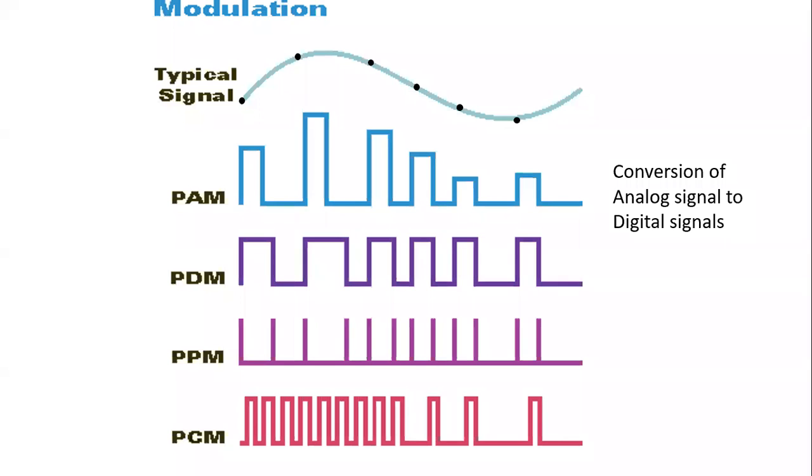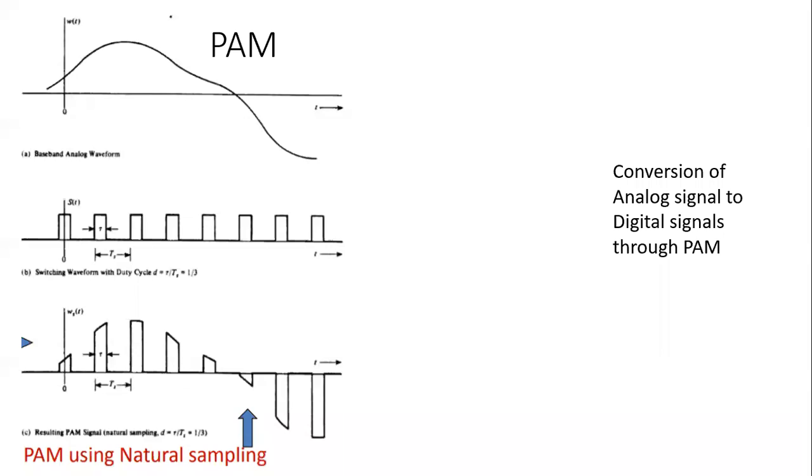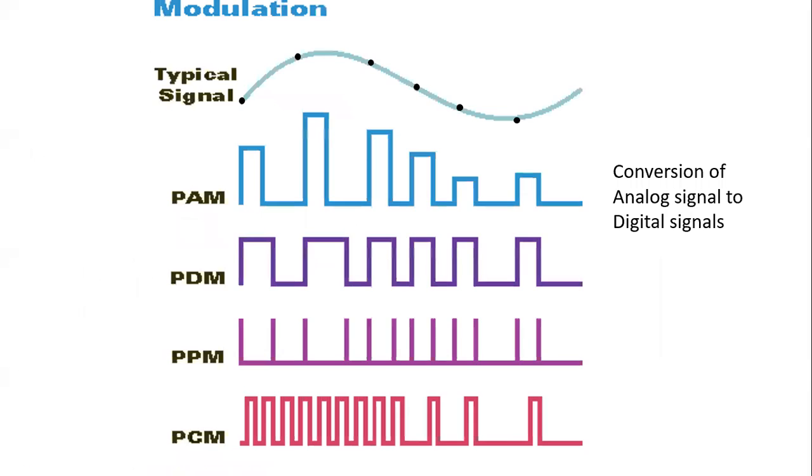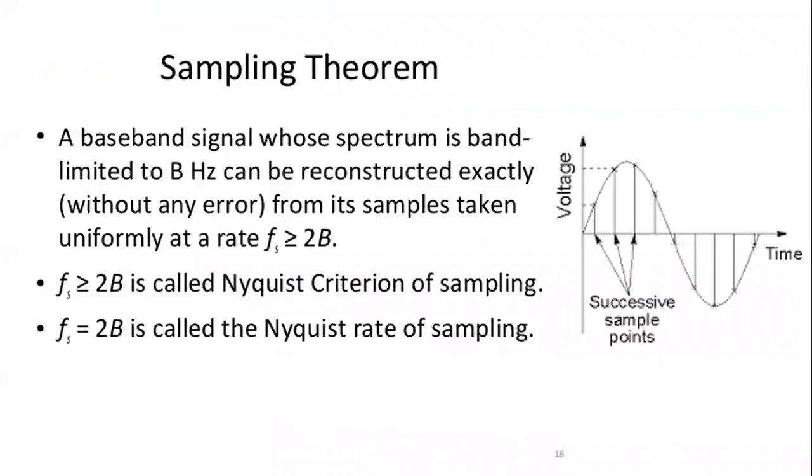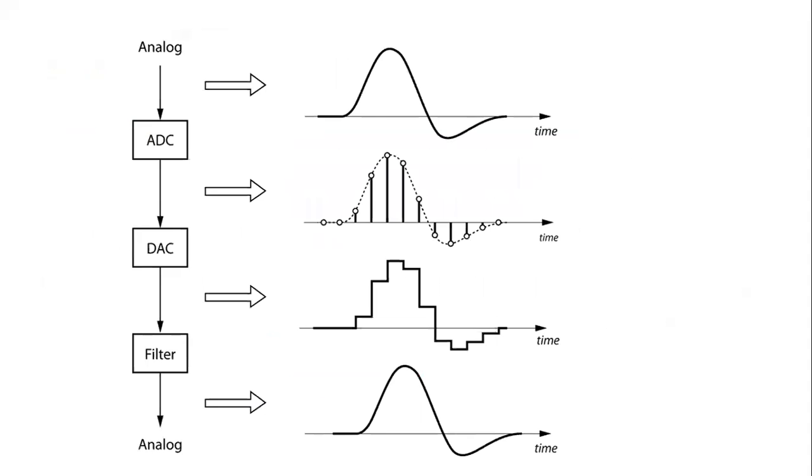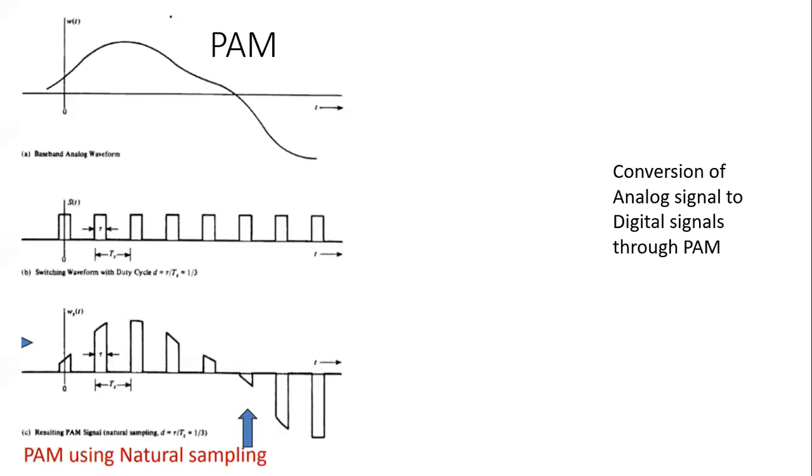PCM, again, we will come back to this point. Now here, in pulse amplitude modulation, what we have done, I will be repeating the same thing. We have just given a sampling, and how the sampling will be done. We have just seen that sampling should be done with successive sample points. Now, how are we going to sample it? For that, we will be going ahead with on and off. On means when the power is going, off means when nothing is happening.